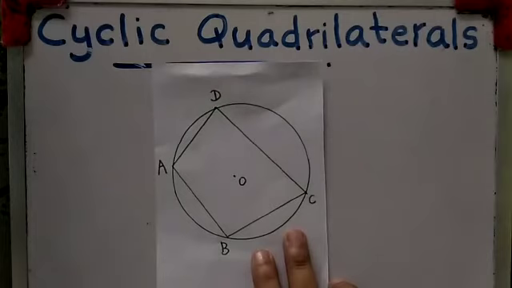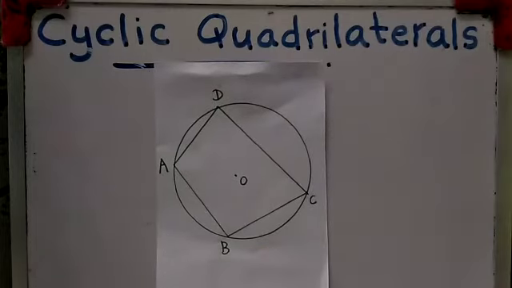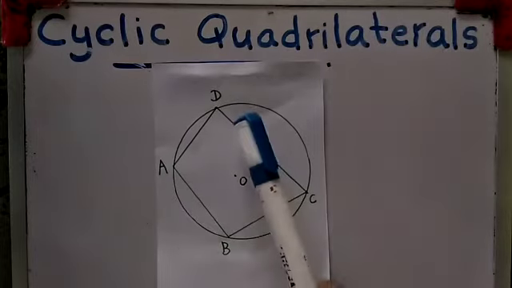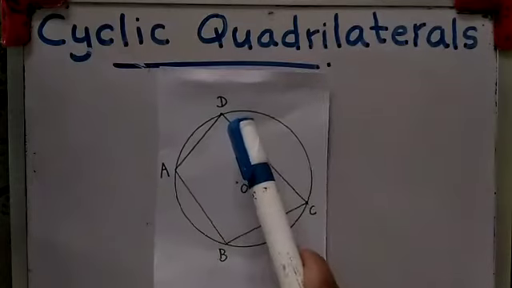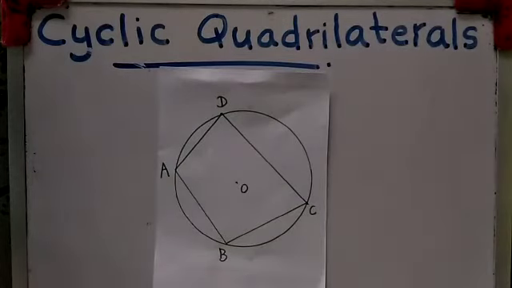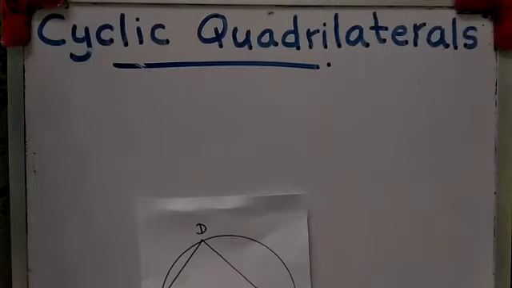Here it is clear, the quadrilateral ABCD is a cyclic quadrilateral because all four vertices A, B, C and D lie on the circle. So ABCD is known as a cyclic quadrilateral. We will move to one more example.